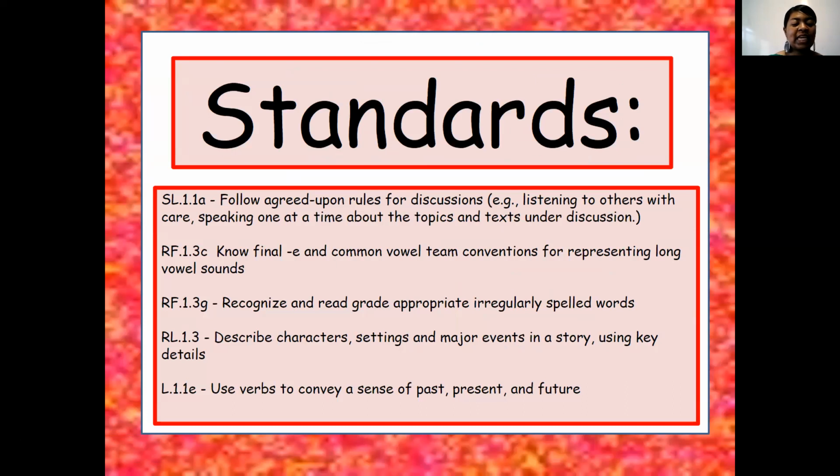RF 1.3c, know final E and common vowel team conventions for representing long vowel sounds. RF 1.3g, recognize and read grade appropriate irregularly spelled words. RL 1.3, describe characters, settings, and major events in a story using key details. And L.1.1e, use verbs to convey a sense of past, present, and future.